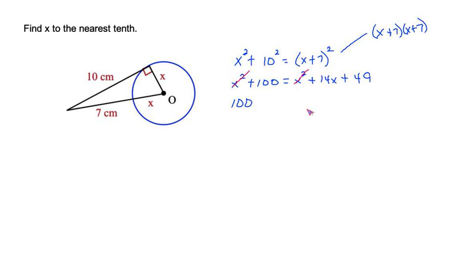Let's get the 14x by itself. So let's subtract 49. So that gives me 51 equals 14x. And to get x by itself, I'm just going to divide both sides by 14. And that leaves me with x to the nearest tenth would be about 3.6.